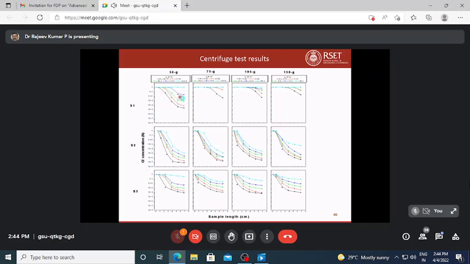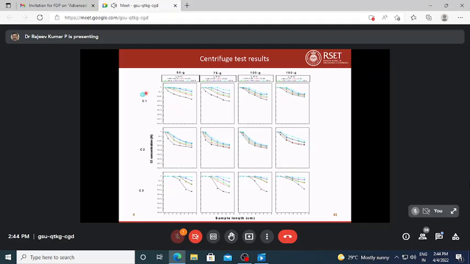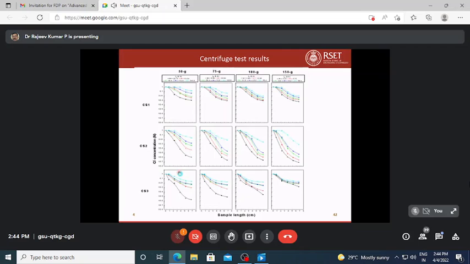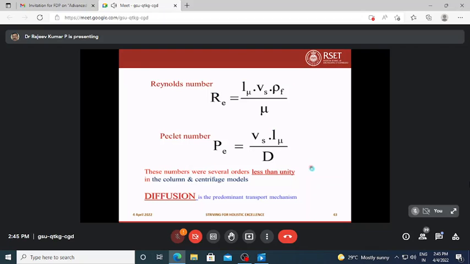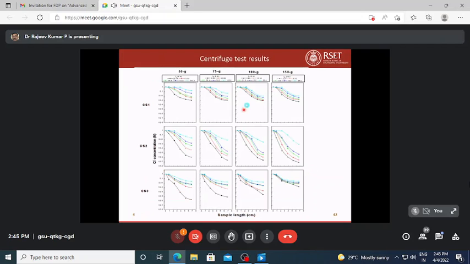So chloride ion concentrations are monitored along the sample length, and this is another one. C1, C2, C3 are kaolinite clay at different states of compaction level, and this combination, okay, 40% and 60%. So here these are the concentration levels along the length of the sample.